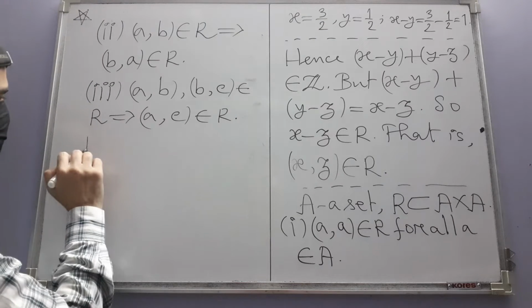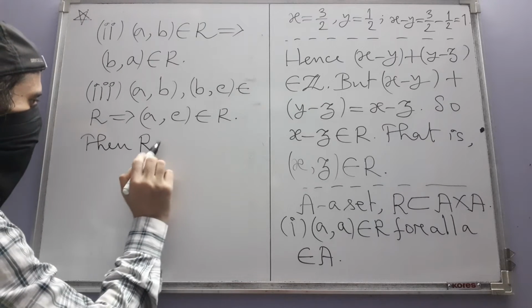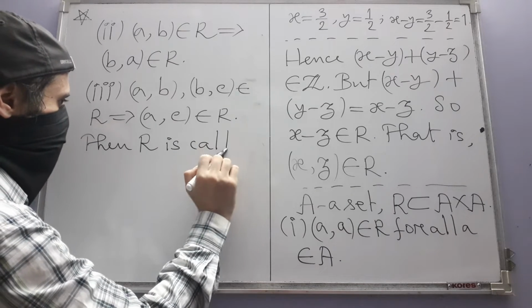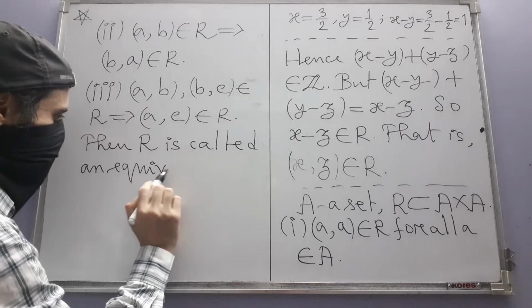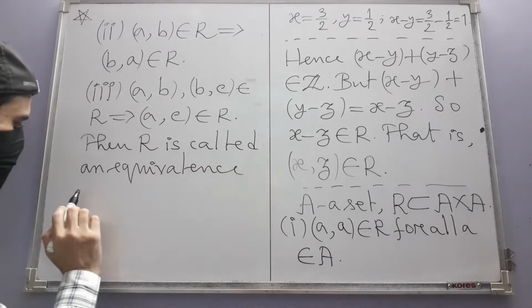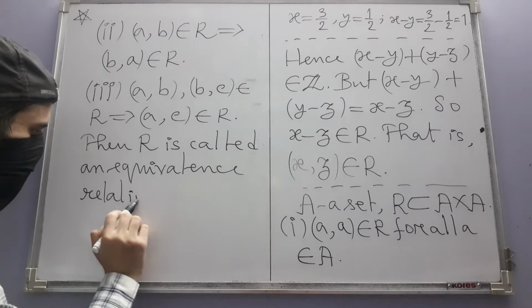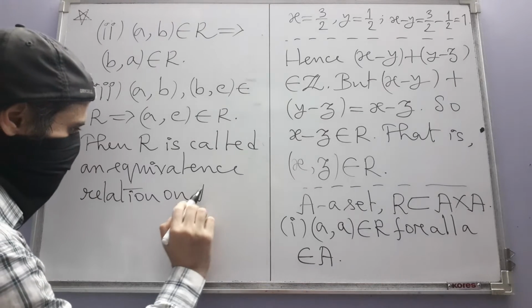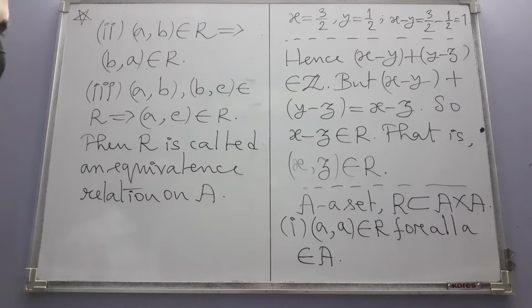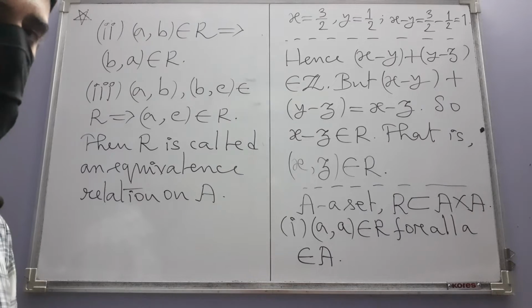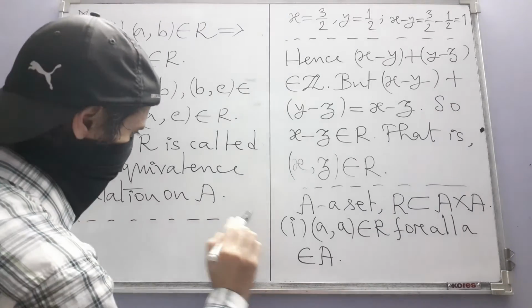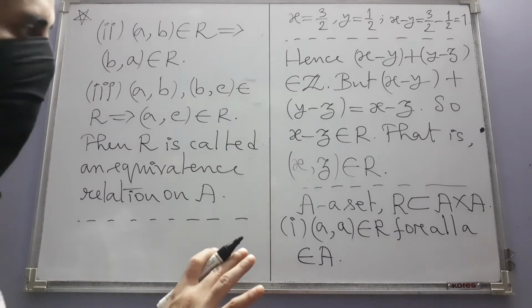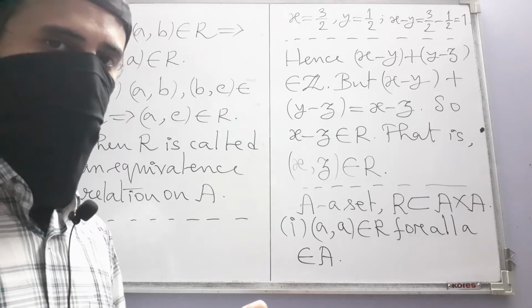Then R is called an equivalence relation on the set A. These relations are important in mathematics and they help us do something. Okay, not going to go into the details of those things. There's time for that. Right now, you just note that this is something we are going to see more about in future.